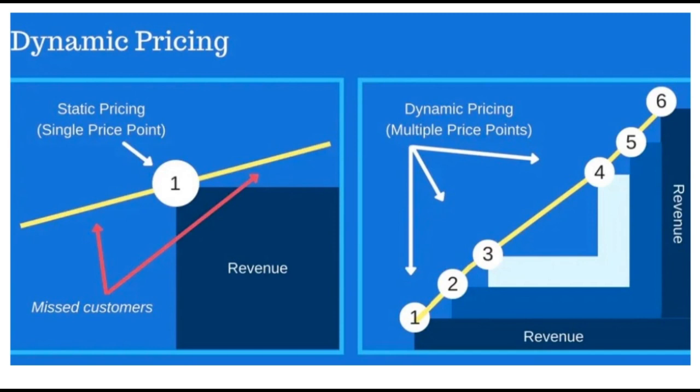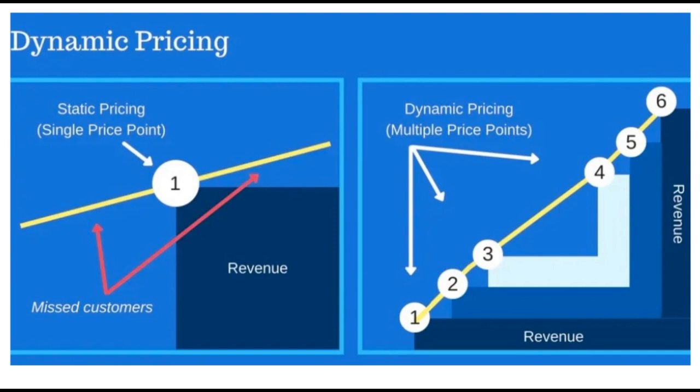When you have dynamic pricing, that means you have multiple price points. You can see 1, 2, 3, and you don't miss any customers. You can have resources, or as in our product, we have tiers that bring different resources. So then you have multiple price points, so you don't lose your customers or miss any consumers. You can bring them multiple price points, so your revenue goes up. I hope you understand that pricing model.